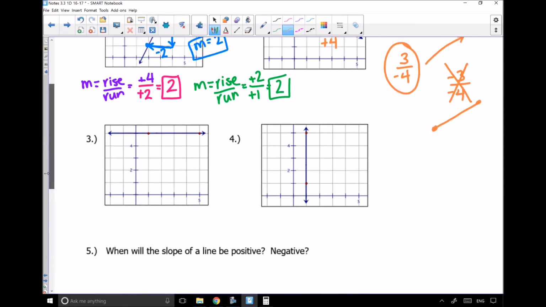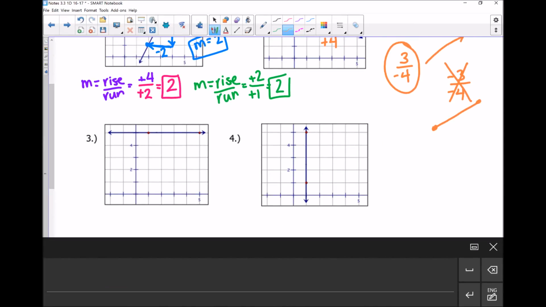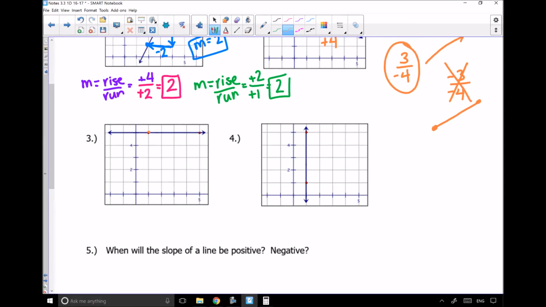All right, so taking a look at number 3, we have a horizontal line. And if we have a horizontal line, we should know what the slope is, but let's just show the work out for it so we can see how this works in this example. So we're going to do rise over run again. So here's where it starts and here's where it ends, and it doesn't go up at all. So my rise right here is 0. It's staying flat. It's not moving at all.